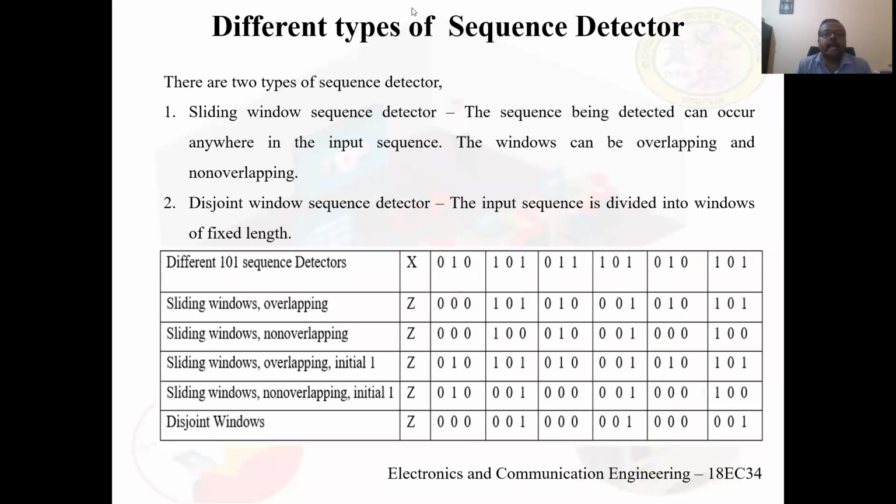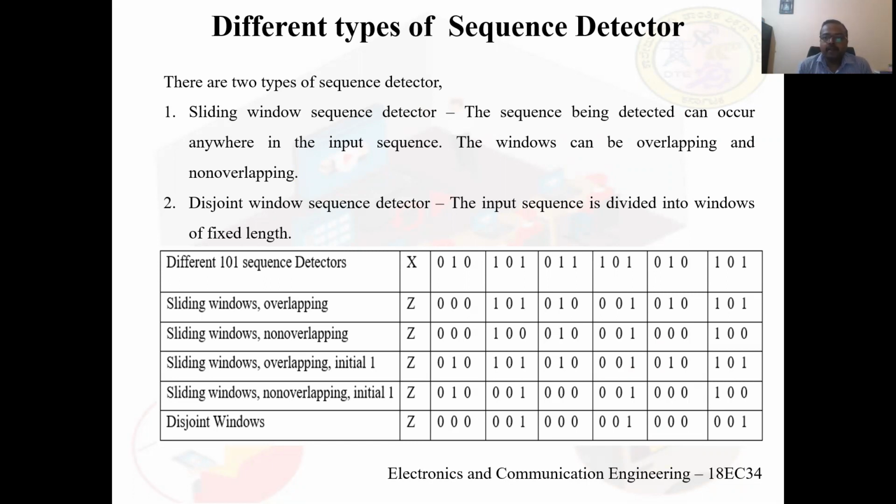Now we'll see different types of sequence detector. There are two types of sequence detector. The first one is sliding window sequence detector. The sequence being detected can occur anywhere in the input sequence. The windows can be overlapping and non-overlapping. We already saw what we mean by overlapping.